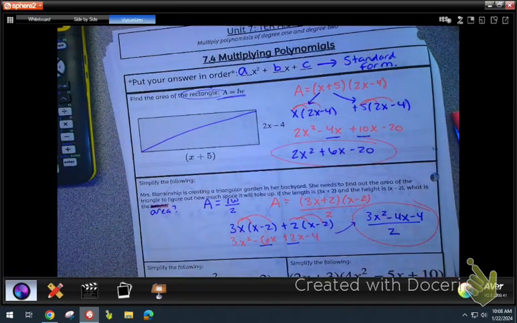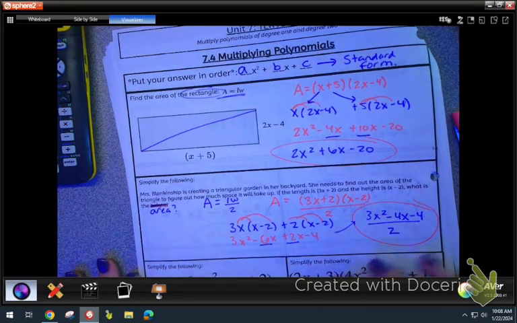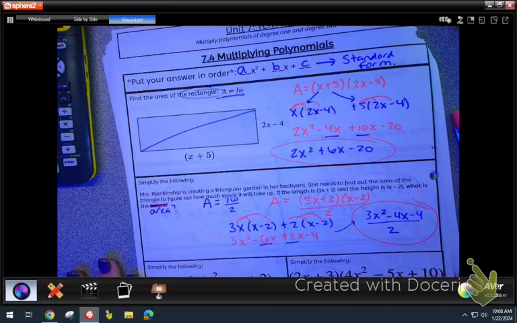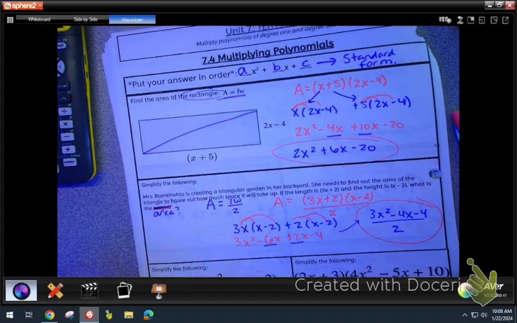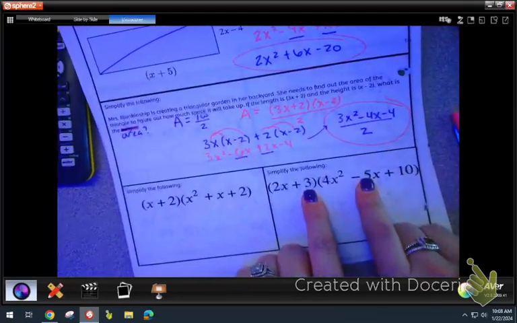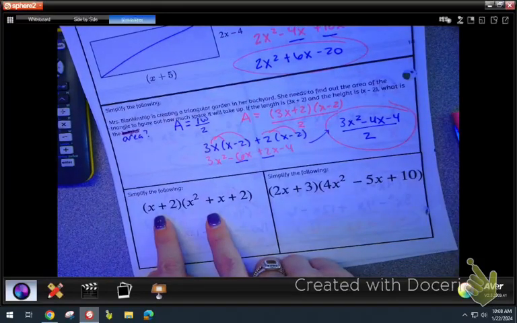Done. Finished. There's the area. We're not able to actually figure out a number. There's x's in there, so we don't know. All right, the last one that I'm going to do is we're going to do this one together. I'm going to let you guys try this one on your own. And then we've got a little exit ticket to see where we stand.